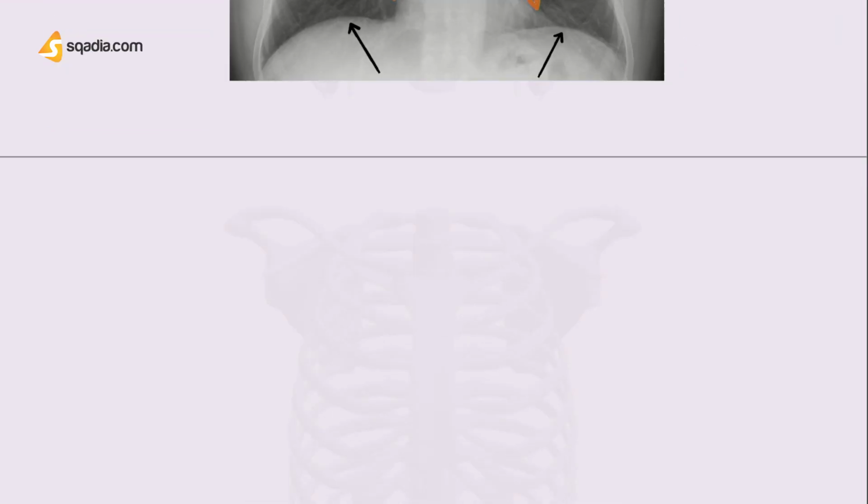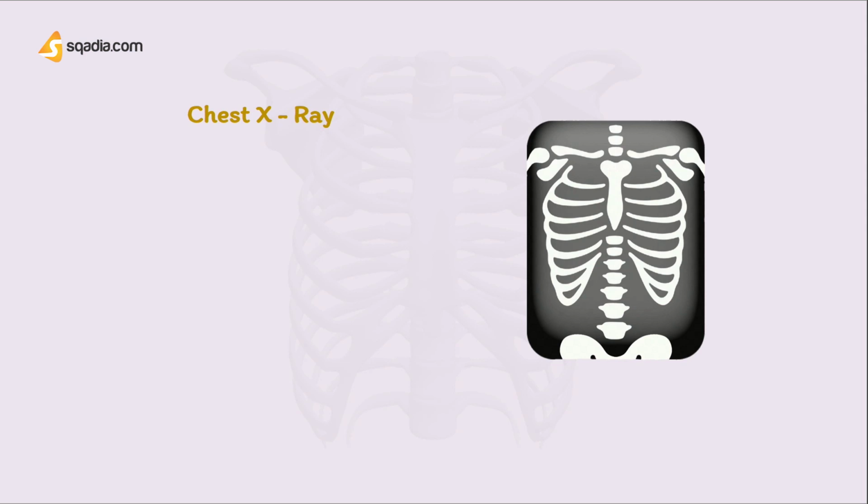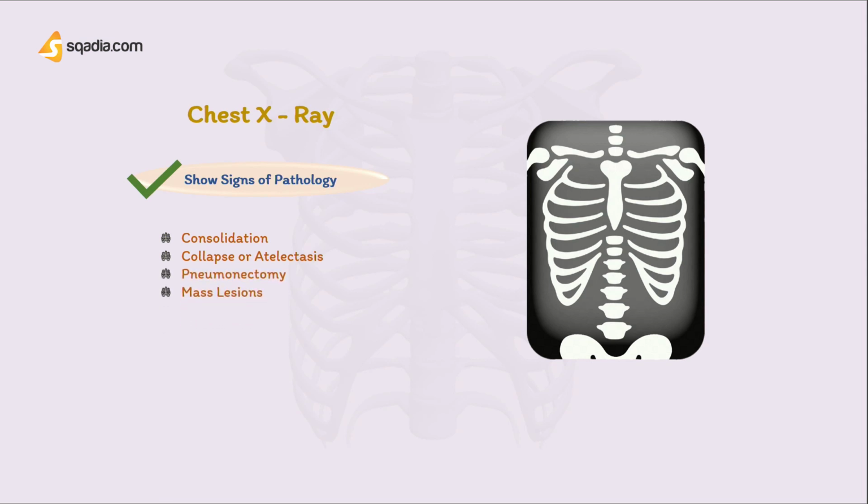Now, chest X-rays do not show many specific diseases, only signs of pathology, which can give a clue to the underlying disease process. The following are a list of pathologies and signs that you should know: consolidation, collapse or atelectasis, pneumonectomy, mass lesions, cavitating lung lesions, fibrosis, pneumothorax, pleural effusion, and pulmonary edema.